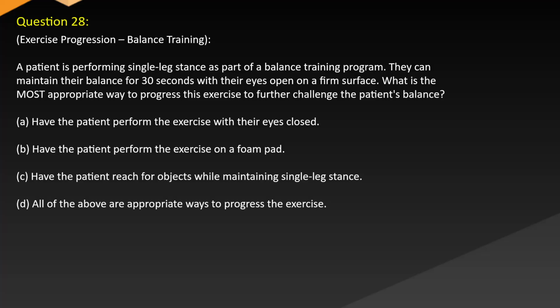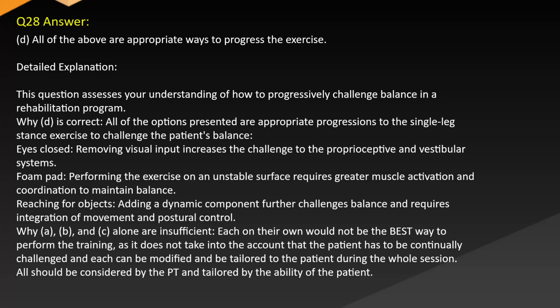C. Have the patient reach for objects while maintaining single leg stance. D. All of the above are appropriate ways to progress the exercise. Answer: D. All of the above are appropriate ways to progress the exercise. Detailed explanation. This question assesses your understanding of how to progressively challenge balance in a rehabilitation program.